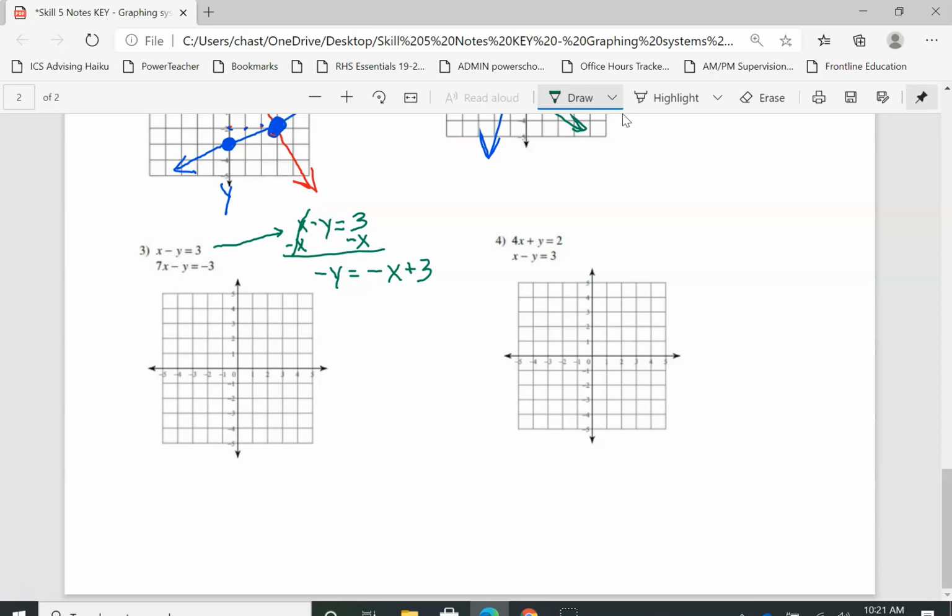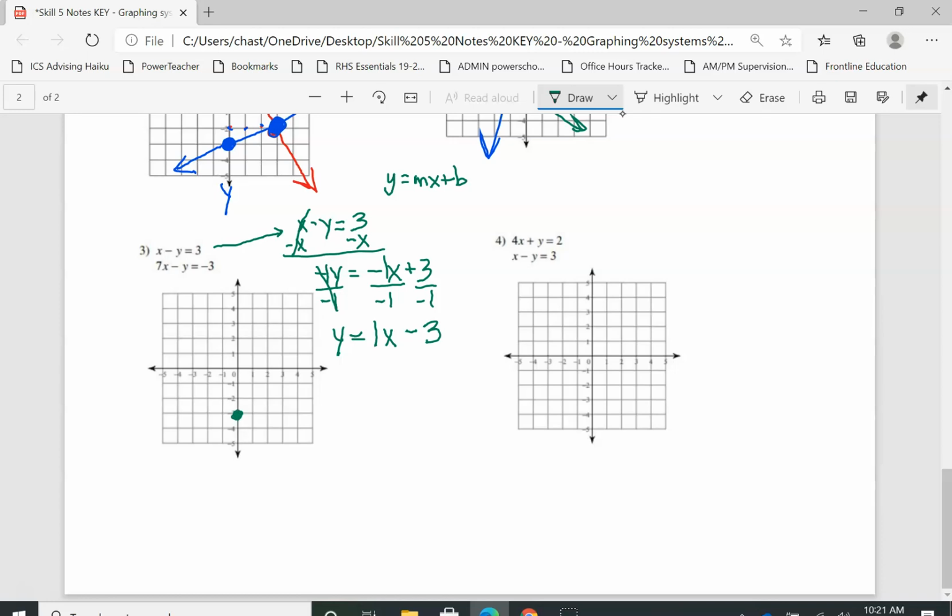Notice that I rewrote the 3 minus x as negative x plus 3 because we want this in the form y equals mx plus b. So the x part needs to come right after the equal sign. Now remember, this is a pretend negative 1 in front of the y, and there's also a negative 1 in front of the x. So we're going to divide everything by negative 1. So we get y equals, let's see, 2 negatives divide to a positive x, and a positive divided by a negative is a negative. So y equals 1x minus 3, so I'm going to plot my minus 3.